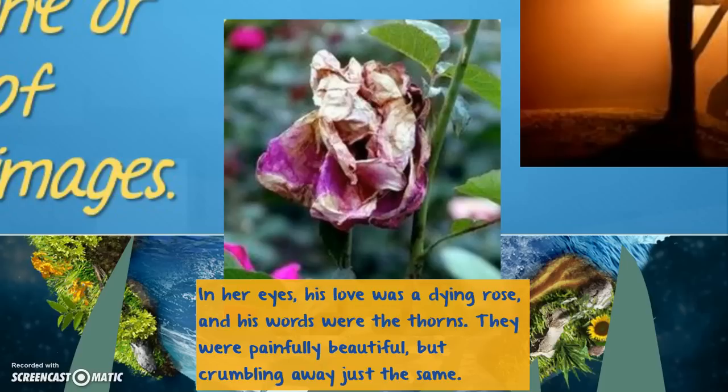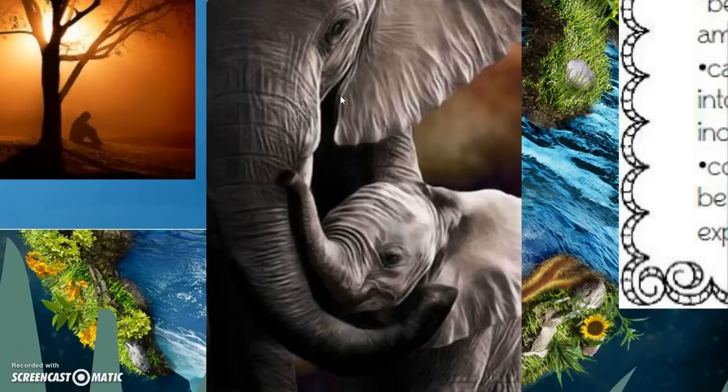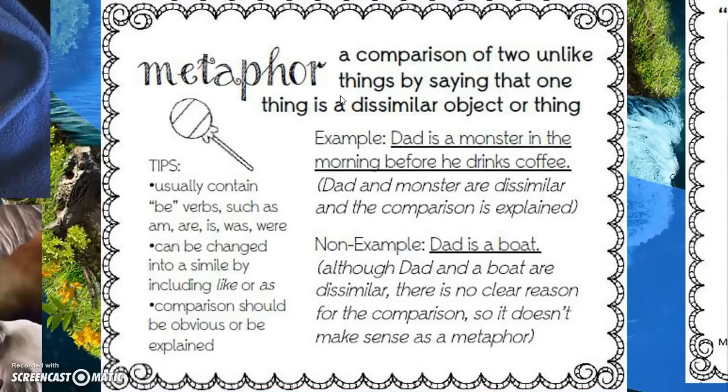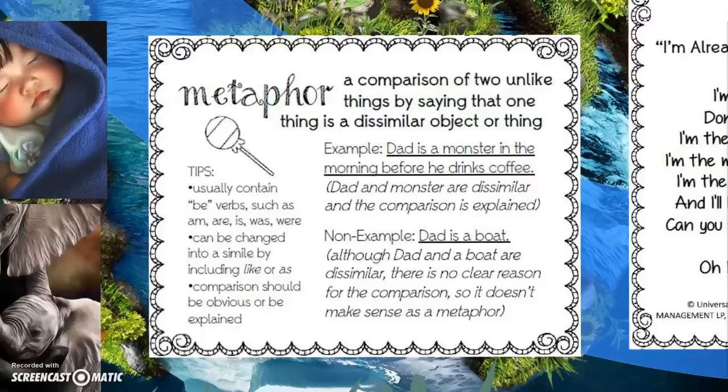So remember, this dying rose right here, which I thought was very beautiful, you might not think so. You're going to look at these pictures and see what you see. You may not have seen love and being broken up when you see this picture. So when you look at it, think about the imagery and think about going beyond what just the picture says. So you have those five pictures and there's another one. Again, remember, you're comparing two things that are unlike by saying that one thing is like something else, like the dad is a monster in the morning. And then look at the other examples and look at my example too.